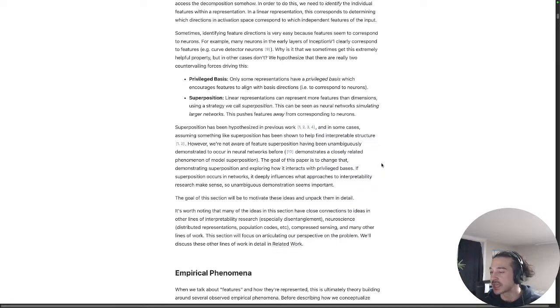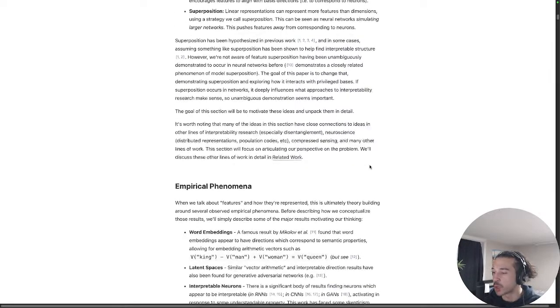The goal of this section will be to motivate these ideas and unpack them in detail. It's worth noting that many of the ideas in this section have close connections to ideas in other lines of interpretability research, especially disentanglement, neuroscience, distributed representations, population codes, compressed sensing, and many other lines of work. This section will focus on articulating our perspective on the problem. We'll discuss these other lines of work in detail in related work.